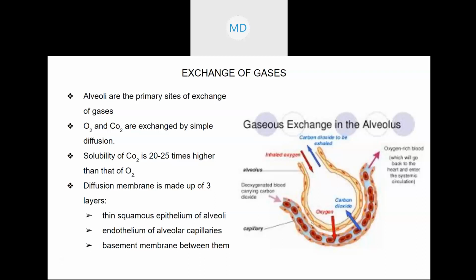The basement membrane. So here it has to diffuse along these three layers of the membrane. One membrane, three layers. Okay. So you have to learn how to draw this diagram.